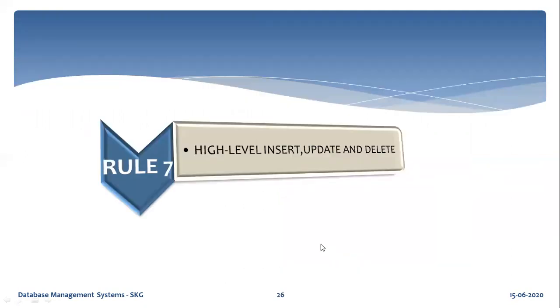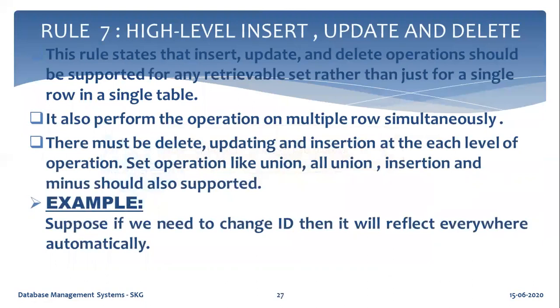High level insert, update and delete. Now here the rule states that insert, update and delete operations should be supported on a retrievable set rather than just a single record. So multiple row updation, multiple row deletion and insertion should be possible. Similarly, the set operations union, intersection and minus should also be allowed. For example, suppose the same ID is repeating in 3 or 4 records and I change that ID. It should be changed automatically for all the records.